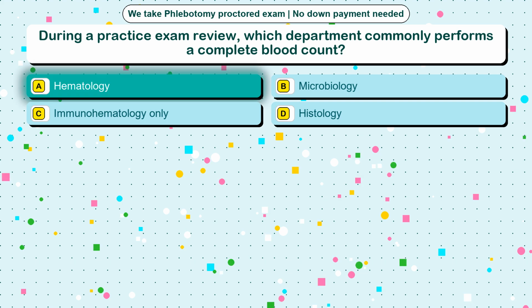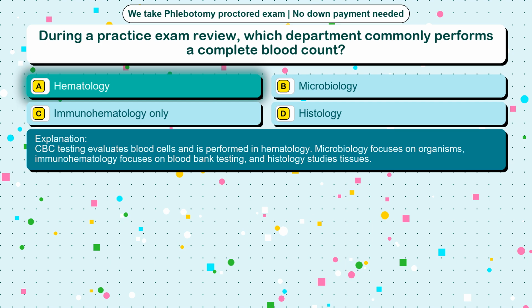The correct answer is option A, hematology. CBC testing evaluates blood cells and is performed in hematology. Microbiology focuses on organisms, immunohematology focuses on blood bank testing, and histology studies tissues.